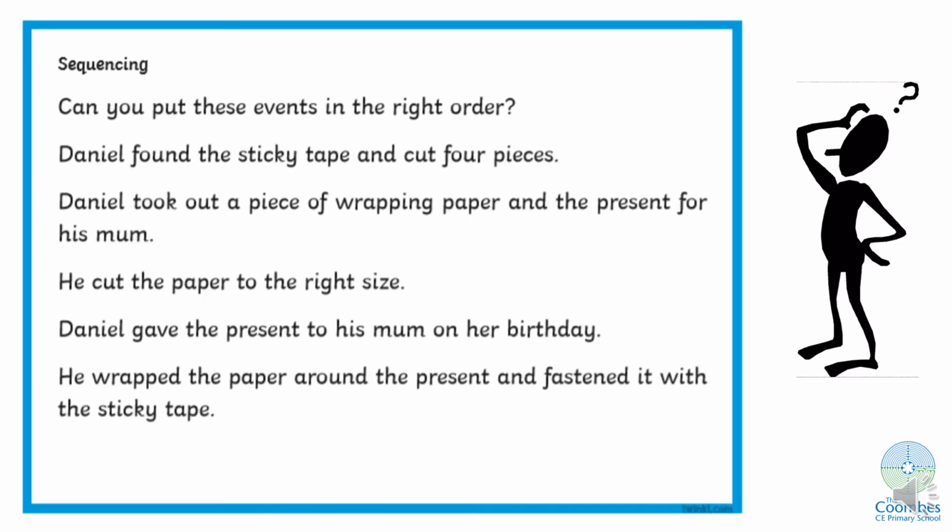Have a look at these now. There's another 5 events here. I wonder if you can put them in the right order. Daniel found the sticky tape and cut 4 pieces. Daniel took out a piece of wrapping paper and the present for his mum. He cut the paper to the right size. Daniel gave the present to his mum on her birthday. He wrapped the paper around the present and fastened it with the sticky tape. So these are obviously in a muddle. So pause the video and have a careful think and see if you can put them in the right order. We'll go through the answers on the next slide.